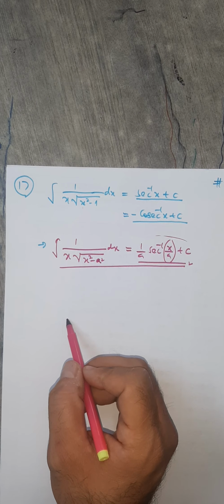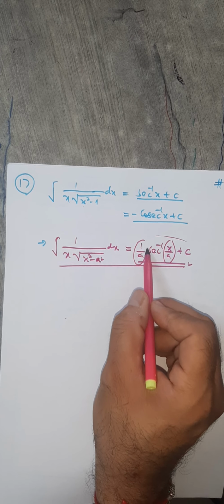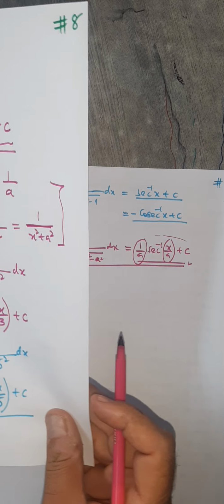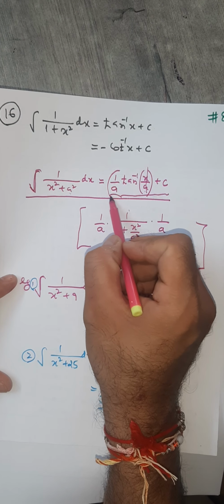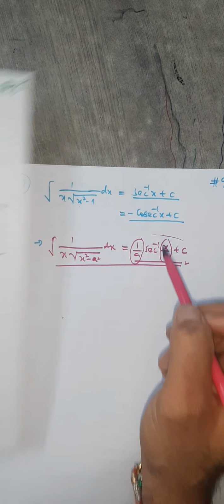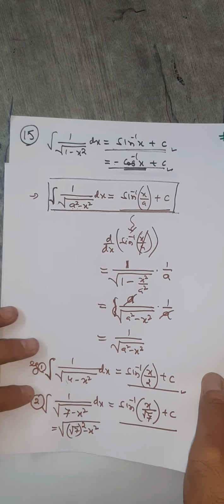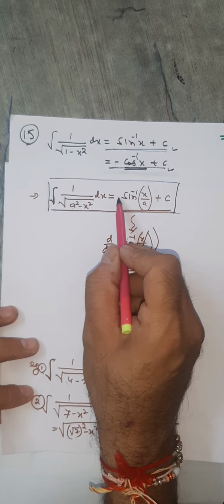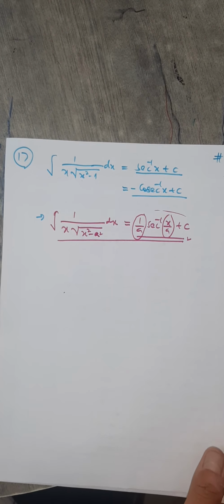So what you have noticed is, in the formula of sec inverse, you have 1 upon a in front of it. In the formula of tan inverse also you have 1 upon a in front of it. But in the formula of sine inverse, you don't have 1 upon a, remember, it is just sine inverse. You are not having 1 upon a. So keep this difference in your mind. Okay.